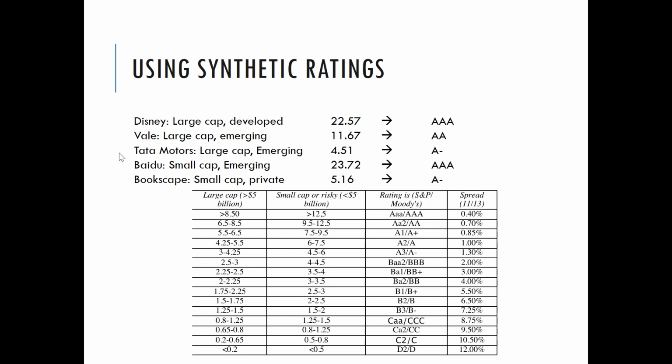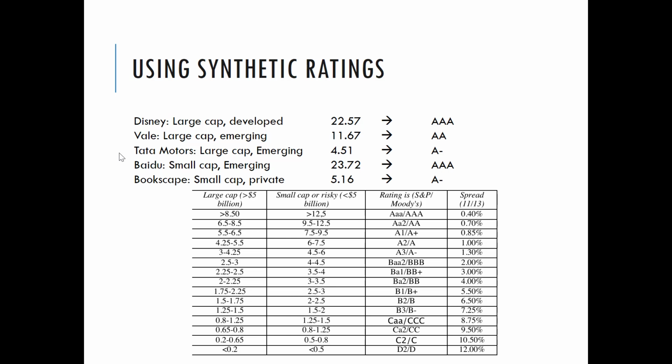So based on this table, we can see, for example, Disney is a large cap in a developed nation. Its interest coverage ratio is 22.57, so it's above 8.5, which means that it's a AAA. If you look at, for example, Vale, it's a large cap, but it's based in Brazil, so it's still emerging. So it's 11.76, so it fits in the second category, so AA and so forth. And the idea here is that you get a synthetic credit rating for firms that are not rated.